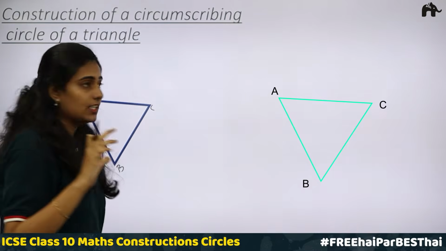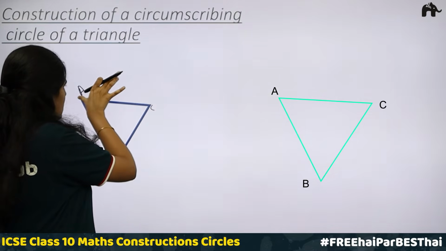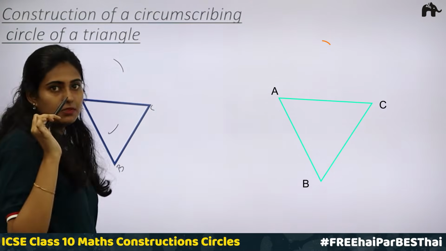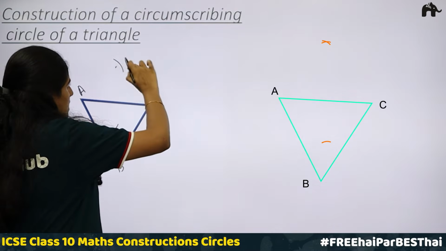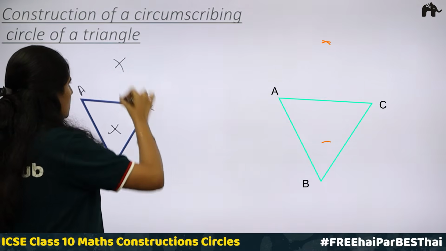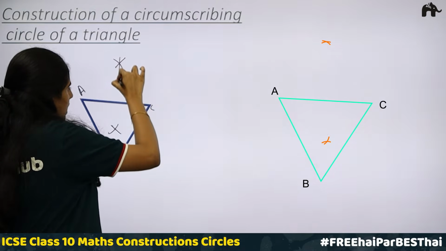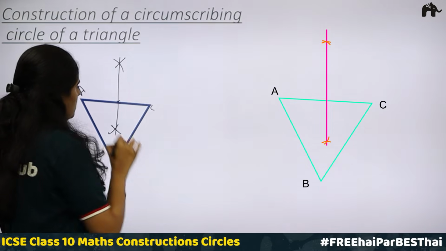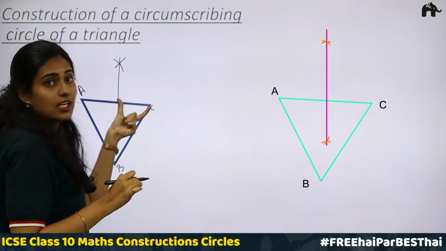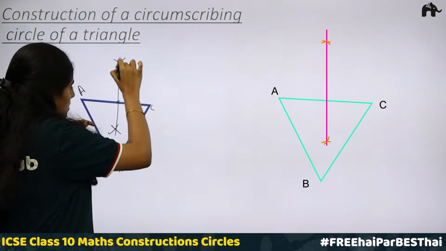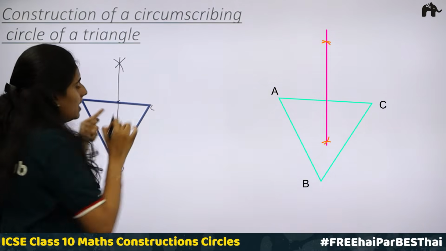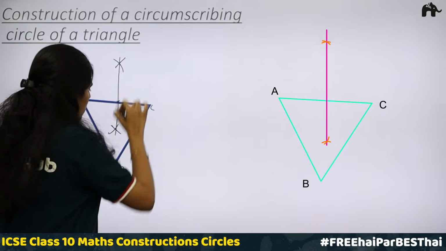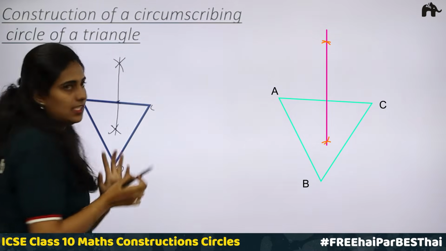Take some measure in the compass, keeping A as center. Draw an arc here and at the bottom. C as center, arc here and at the bottom. Now, draw a straight line through these 2 points. So, you get a point here. This point bisects the side AC, or this line bisects AC into 2 equal halves. Clear? Okay, so we got a perpendicular bisector of AC.